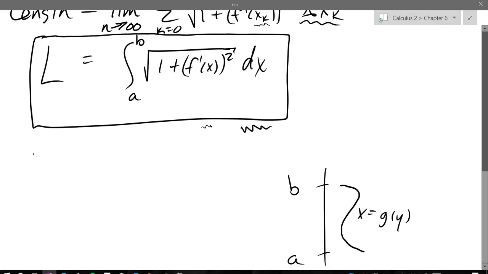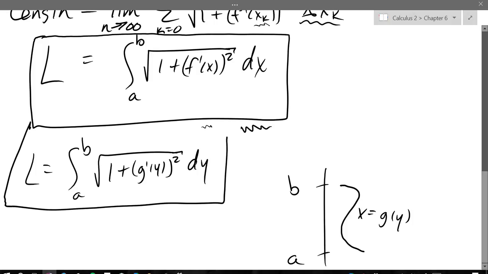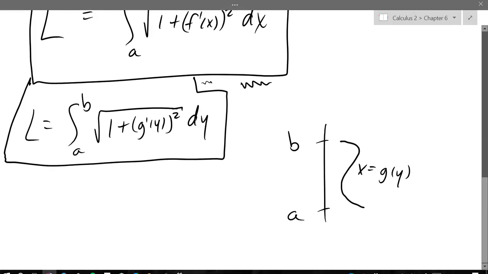Your arc length is going to equal the integral from a to b. Everything is the same, except instead of f prime of x, our function is g, and our derivative will be g prime of y. Still have to square it, and we're going to have a dy. So basically, our x and y are trading places, and I just named the function g instead of f. So that's pretty much all there is to it for arc length.